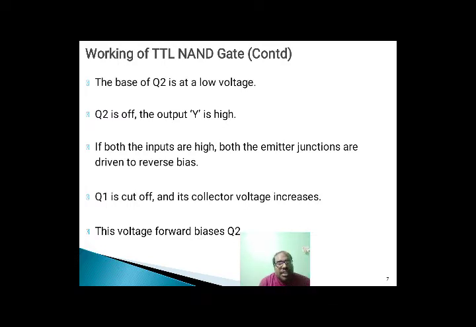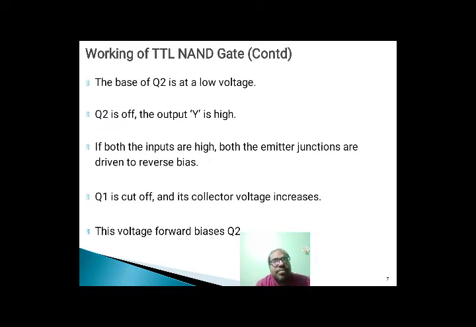See here, if the base of Q2 is at a low voltage and Q2 is off, then output Y is high. If both the inputs are high, then both the emitter junctions are driven to reverse bias. Q1 is cut off and its collector voltage increases. This voltage forward biases Q2.